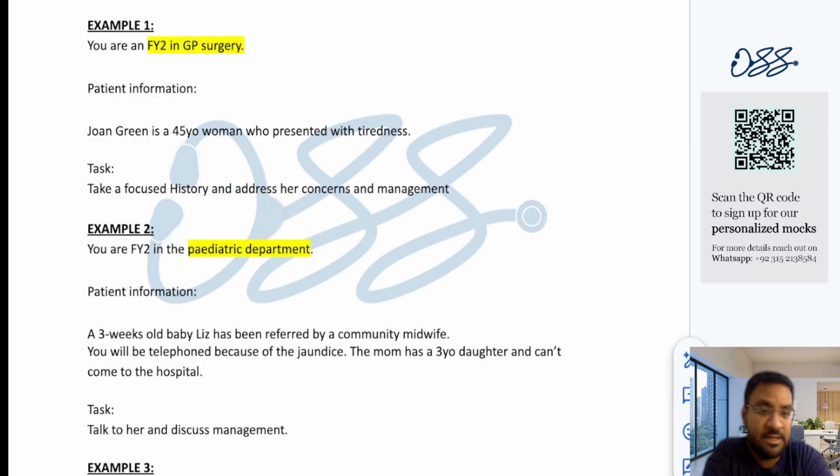The patient is not in the GP surgery or the A&E, where you would have to refer them to the pediatric department. The patient is already there. Just because we don't read it properly and do not understand where we are currently situated, we end up making this mistake, and that results in us losing marks in management. It's a very common reason to lose marks. So always identify where you are, because referrals are done from the GP surgery or from the A&E.